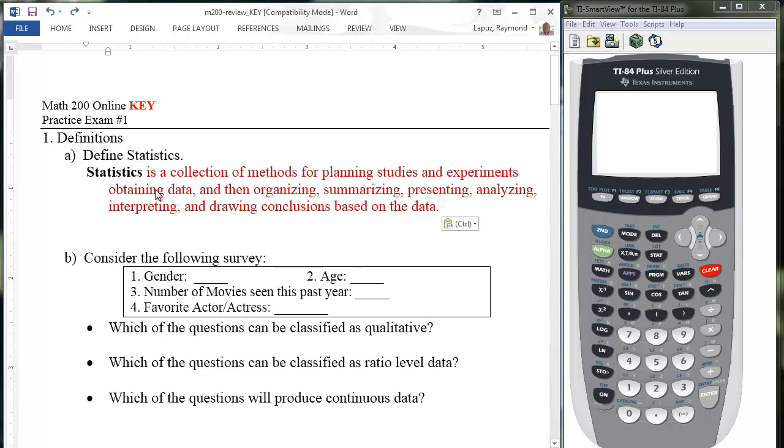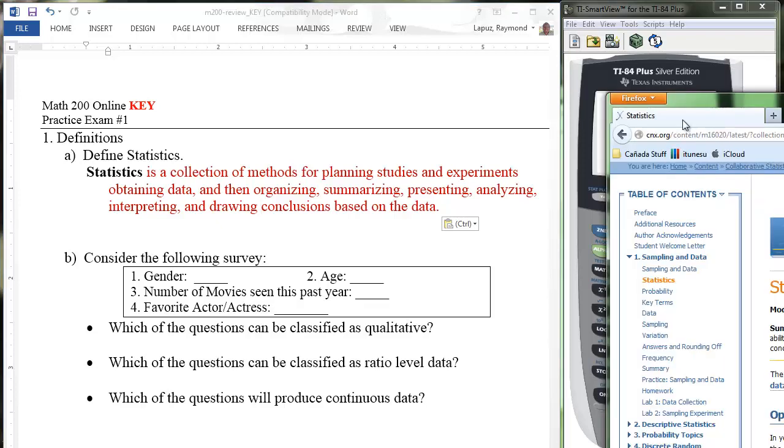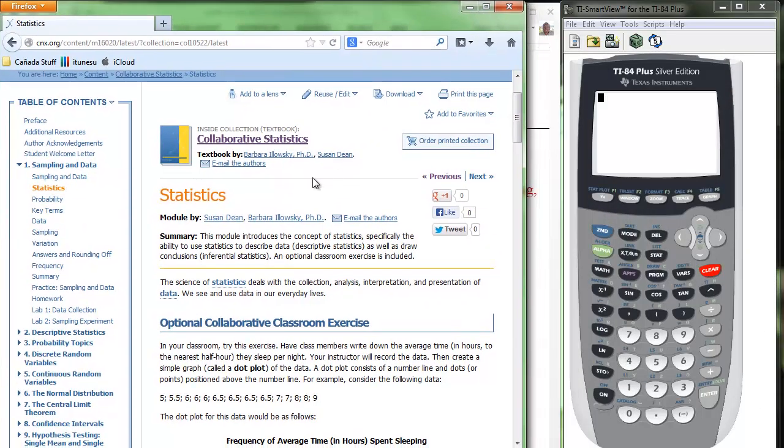One way I like to define statistics is looking at it as a collection of methods for planning studies and experiments, obtaining data, organizing, summarizing, presenting, analyzing, interpreting, and drawing conclusions about the population based on the data. The textbook has this definition for statistics, which would also work for me. The science of statistics deals with the collection, analysis, interpretation, and presentation of data.